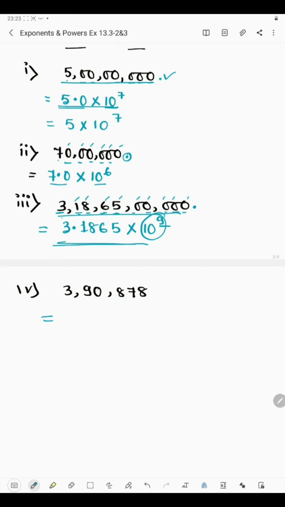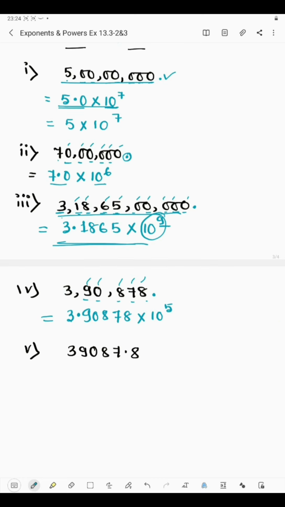390878. So again we will put the decimal, and before the decimal we will just keep one digit. So it's 3. And after 3, since we don't have zeros here, whatever digits we have we will put, which is 90878. Now we will check. Here there is no decimal, so that means the decimal is at the end. So after how many places has the decimal been shifted? It's 1 2 3 4 5. So the power of 10 will be 5.